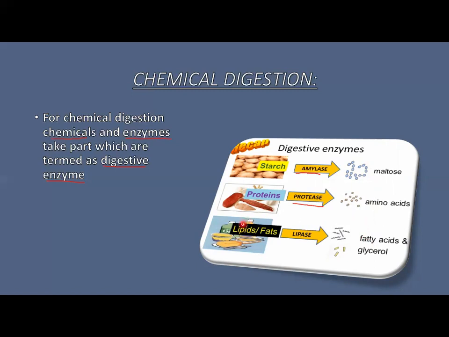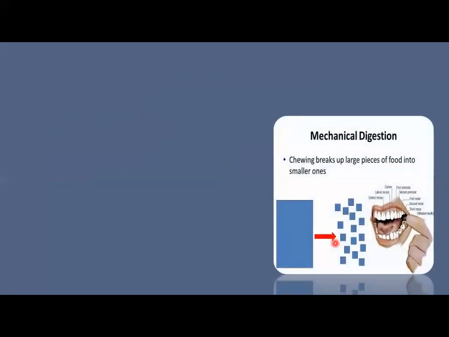Now, as you can see, these are the large forms and these are the smaller forms. These smaller forms can easily get into our bloodstream by crossing the partially permeable cell membrane, and then in the cell, by the process of respiration, we get the energy. Now, next is mechanical digestion.